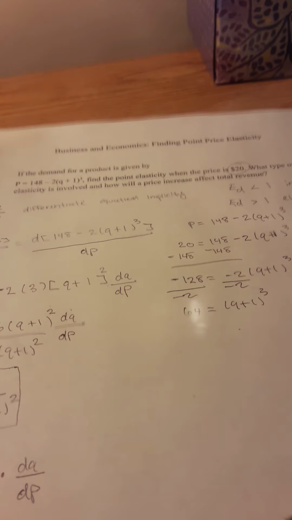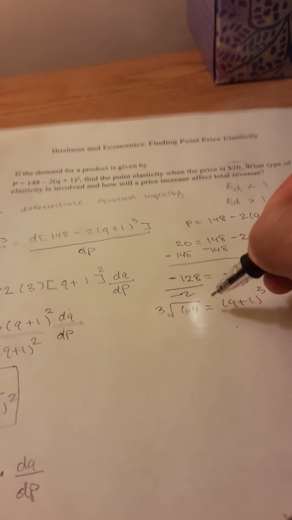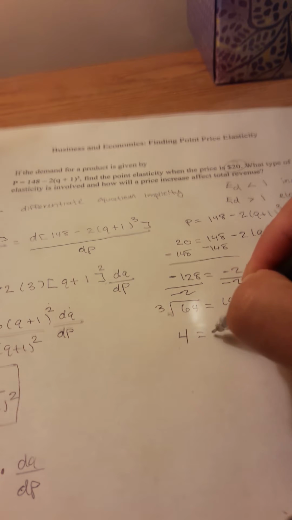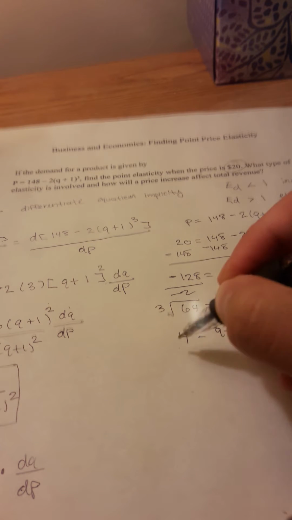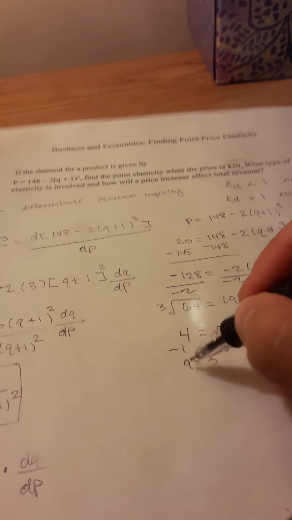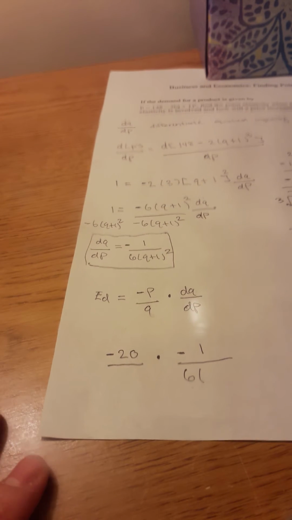And then to get out of a cubed exponent, let's take the cube root, or multiply by a third exponent. So that would be, let's see, what is that? It's 4. Alright, so 4 equals q plus 1. Go ahead and subtract 1. So we find out that quantity actually equals 3. Perfect. So now we can finally finish up our equation here.